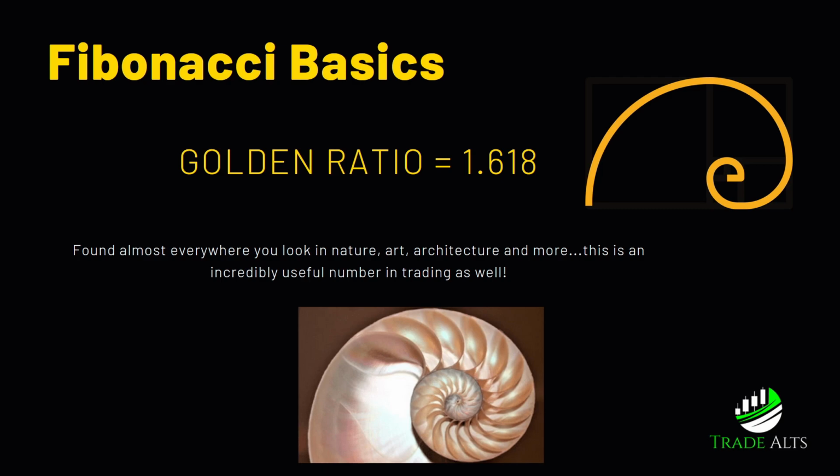Another Fibonacci basic, and this is probably the most important one, is the golden ratio. The golden ratio is 1.618. I really encourage you to research this outside of this video and see how the golden ratio applies to other things outside of trading, because I think it will blow your mind how impactful this ratio actually is. In trading, it's insanely important.